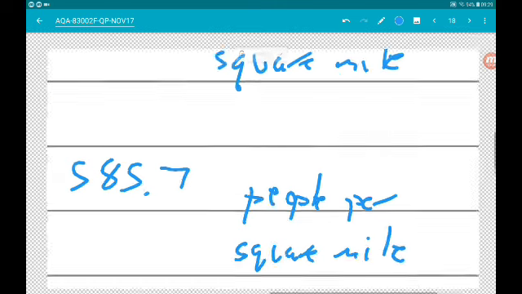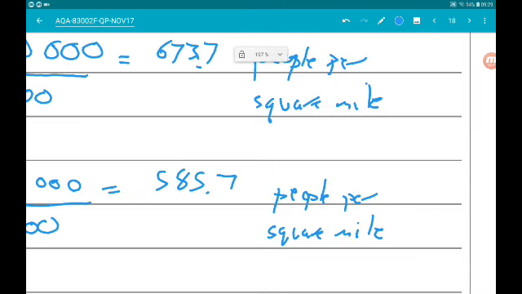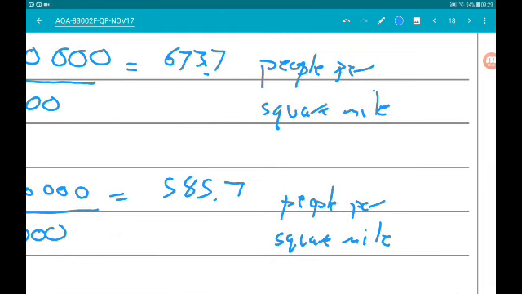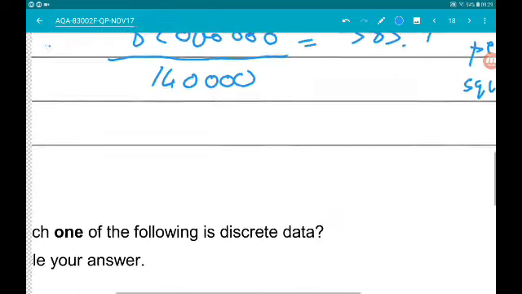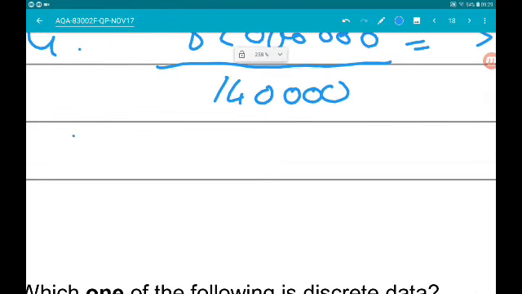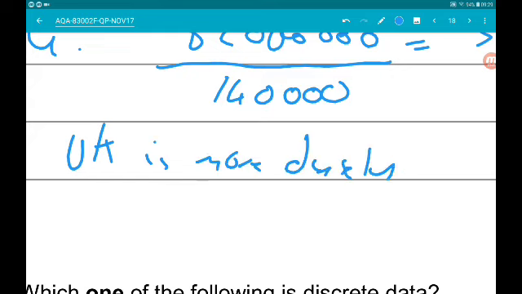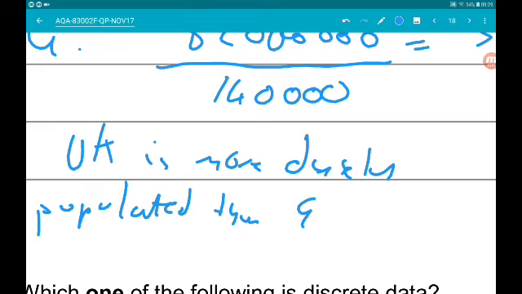So now we've worked out the densities, we now need to compare them. So we could either say the UK is more densely populated or Germany is less densely populated. So I'm going to say the UK is more densely populated than Germany.